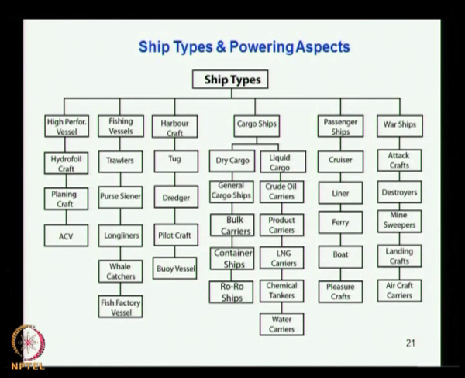So look at the ship and powering aspect. This shows the classification of ship types, different types of ships. How do you view them from the perspective of powering? How do you identify this? So first we will have a look at the types of ships. Here are the high performance vessels. We have already mentioned hydrofoil craft, planing craft, ACV air cushion vehicle, and maybe one more, SES surface effect ship.